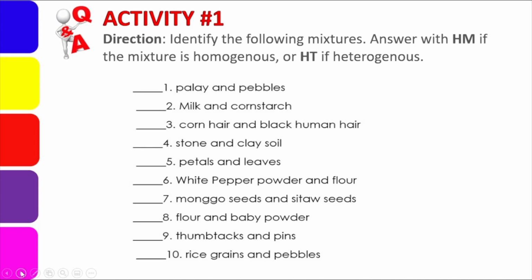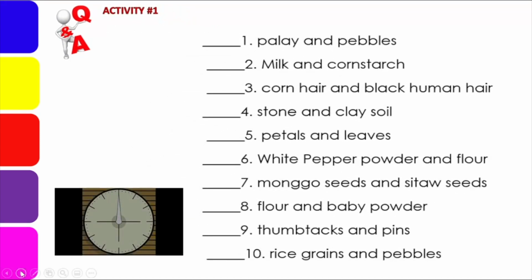Number 6 is white pepper powder and flour. White pepper powder, yung pamintang pinong-pino na kulay puti. And flour ay yung harina. Number 7 is mango seeds and sitaw seeds. Number 8, flour and baby powder or yung pulbos. Number 9 is thumbtacks and pins. And number 10, rice grains or bigas and pebbles or yung mga magagandang bato na kinokolekta natin mula sa water bodies. So we got a timer here. I'm just going to set this for 30 seconds and I will wait for your answers.